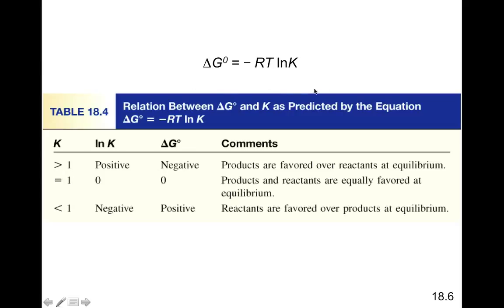So here's a formula. We'll use this quite a bit. If our K is greater than 1, our natural log of K will be positive, and our delta G will probably be negative, which means our products are favored. If our K is equal to 1, the natural log of that will be 0, which makes our delta G 0, and our products and reactants are pretty much at equilibrium. And if our K is very, very small, the natural log of it will be negative, which will probably make delta G positive, and that means we favor the formation of reactants.